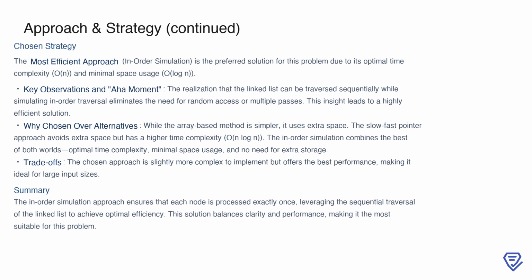Compared to the alternatives, the array-based method, while straightforward, uses extra space for the array. The slow and fast pointer method avoids this extra space but has a higher time complexity of O(n log n). The in-order simulation method combines the best aspects of both: optimal time complexity, minimal space usage, and no additional storage. While it is slightly more complex to implement, this trade-off is justified by its superior performance, especially for large datasets.